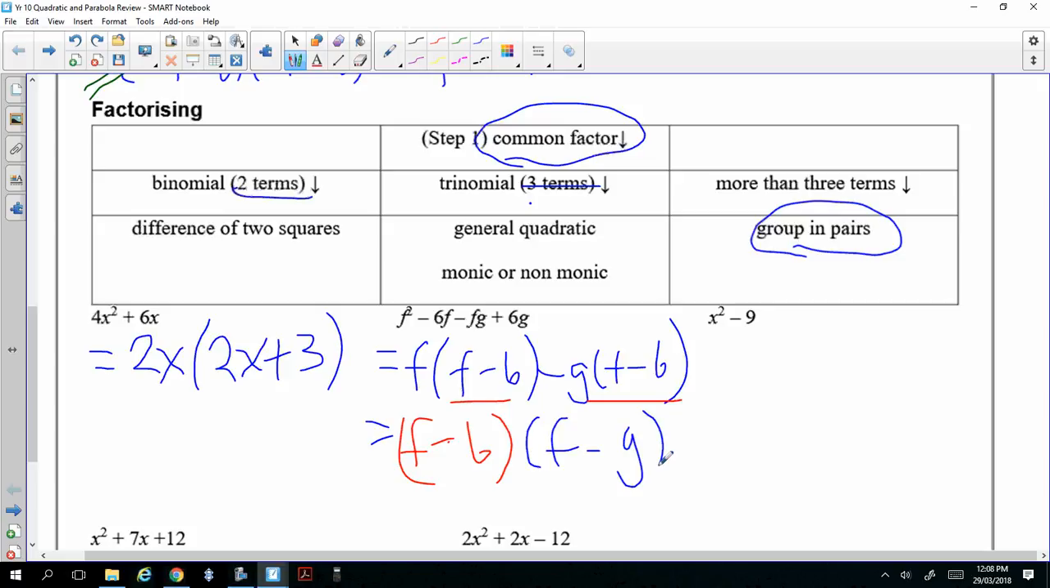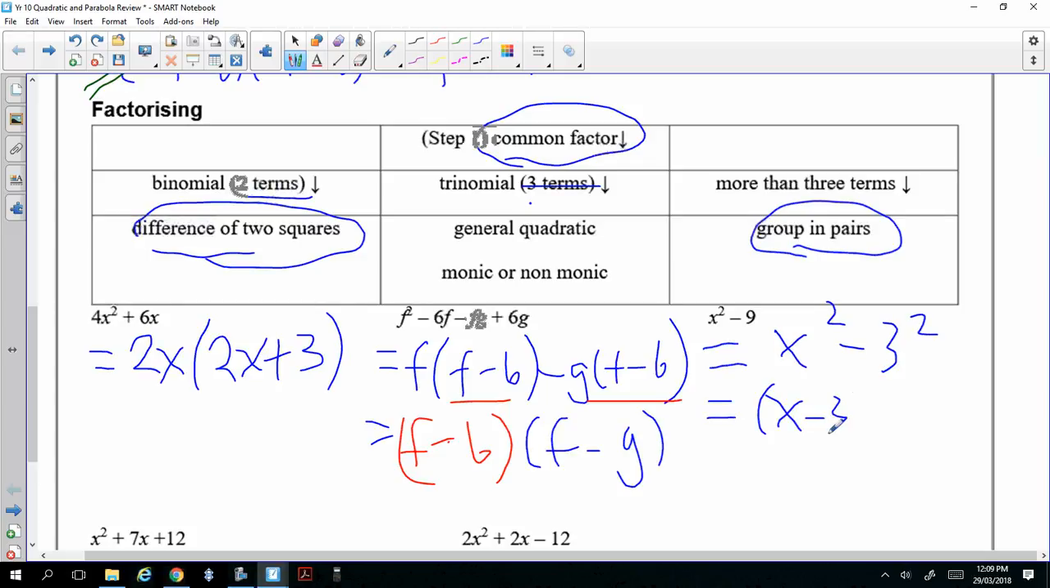Next question. There's common factor, there's none. And you check whether that's a difference of 2 squares. It is. So you go x squared minus 3 squared. That becomes x minus 3, x plus 3. Okay? So we've seen 3 different types.